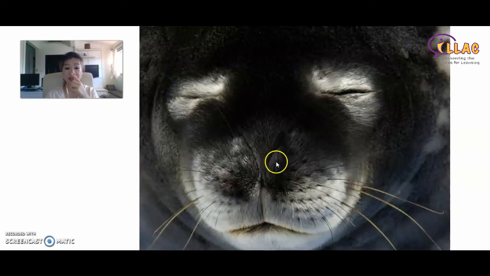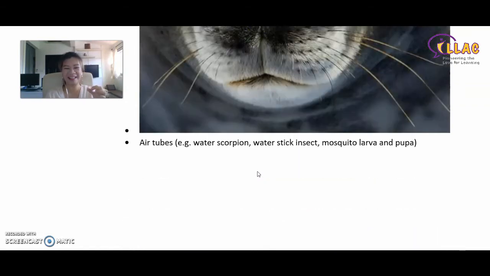So for example, this one is a seal. You see, look at their nostrils, you can actually close it. On normal days, they can actually open it. When they are above ground, they open it up. The nostrils are open. When they are underwater, they will close their nostril. You will wish that you have this ability if you're learning how to swim, right?